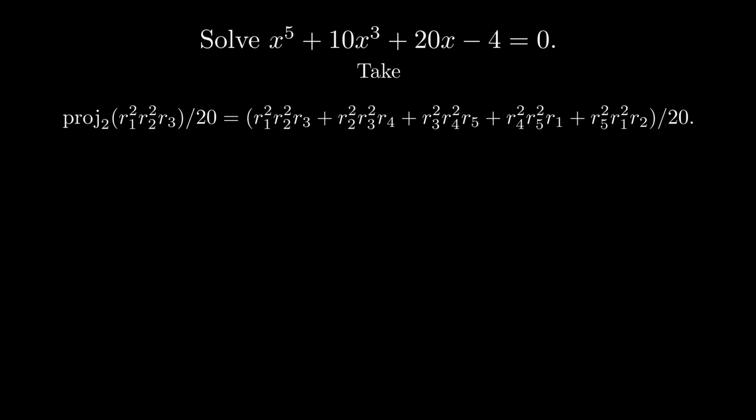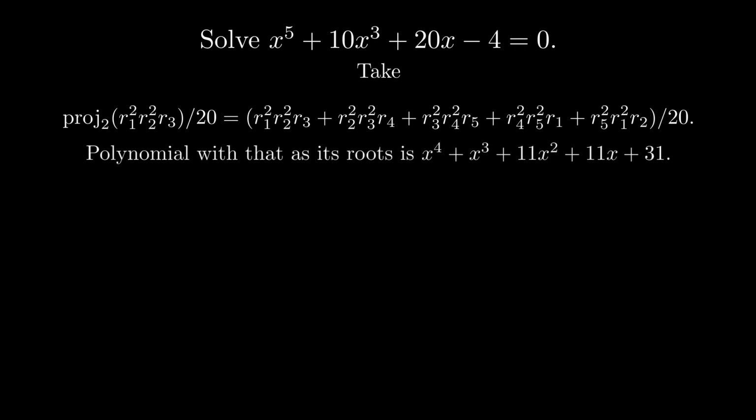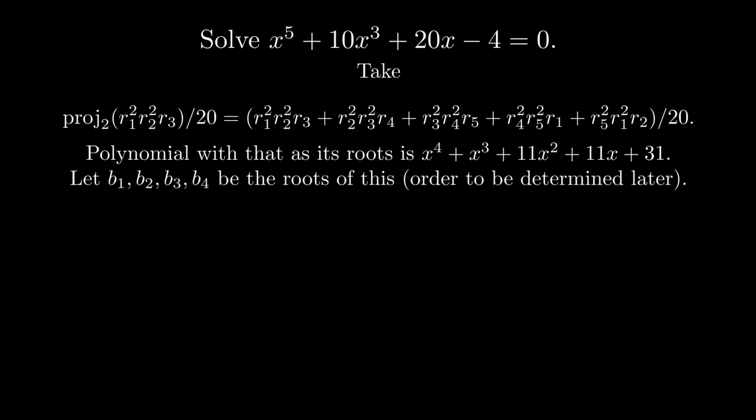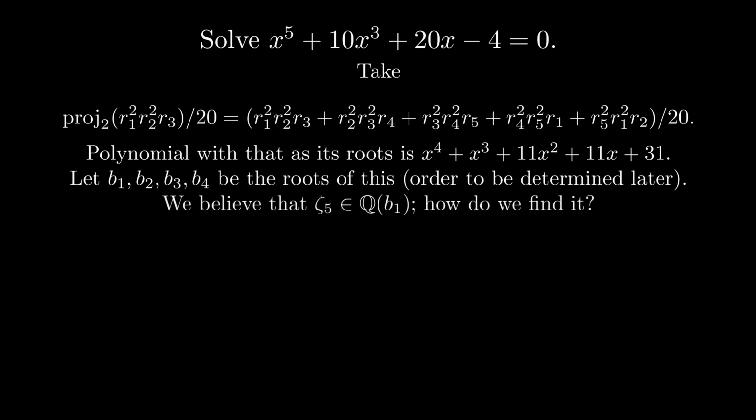We can go through the whole kit and caboodle again, but we understand the idea, and we find the polynomial to be x to the 4th plus x cubed plus 11x squared plus 11x plus 31. We'll let the roots of this be b1 through b4, again allowing ourselves a bit of ambiguity to be determined later. We'll let b1 be the projection we wrote down, though, leaving the others unchosen. Remember, the point of this was that we believed that zeta 5 would end up being in this field, and now our next goal is to show that.